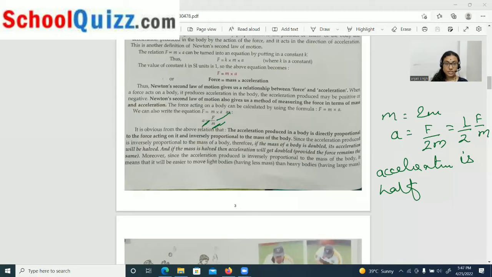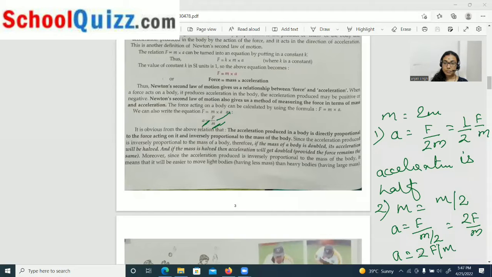Now the mass is half. This is the first condition; I'll derive the second condition. Suppose the mass is half, m by 2. That's really important. Acceleration is F by half mass, so this will be 2F by m. Here the acceleration is double. Clear? So acceleration is half where the mass is double, because it's following the inversely proportional relation.